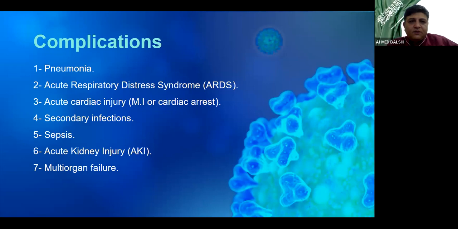What about the complications of COVID-19 pneumonia? Acute respiratory distress syndrome, ARDS. This is what we are most commonly facing. Acute cardiac injury: patients sometimes come with first symptoms of acute myocardial infarction, or sometimes cardiac arrest or arrhythmia. All of this is called complications of COVID-19. Also secondary infection, sepsis, acute kidney injury, and multi-organ failure.